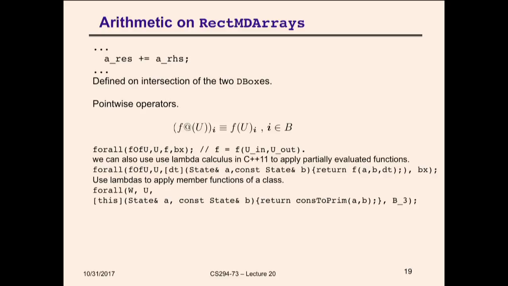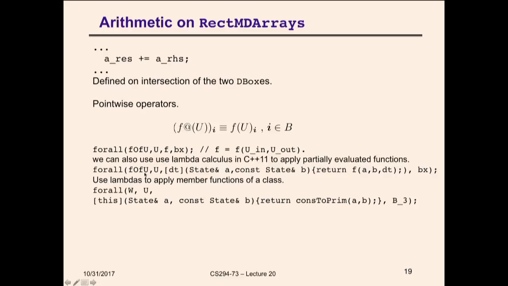So what you would like to do is have a function that takes three variables: the value of the output at a point, the value of the input at a point, and a function, let's say it's time step, and use the same machinery for this. Well, there's a very nice way of manipulating partially evaluated functions called lambda calculus that's implemented now as part of the C++11 standard. So here's how we use it here.